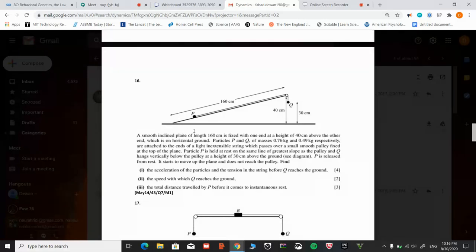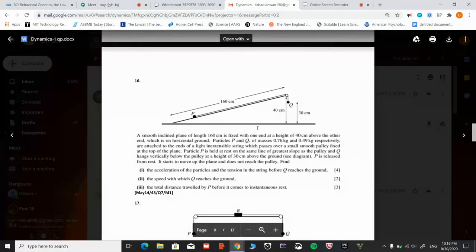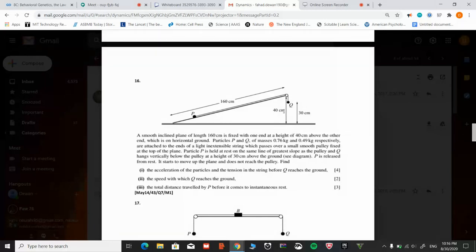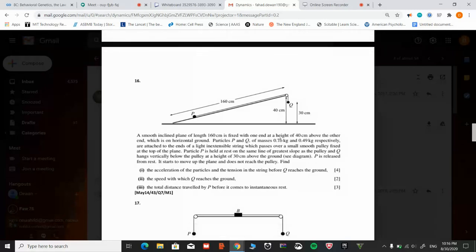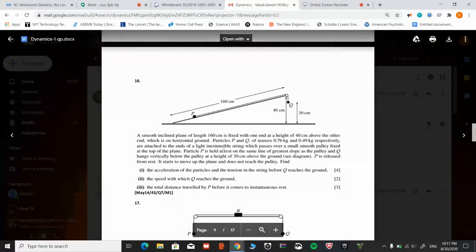A smooth inclined plane, so it's smooth. Thankfully, friction is out of the equation. This entire length is 160 centimeters, and the vertical height is 40 centimeters. And above the other end, particles P and Q, respectively, have the same masses. It's pretty much everything that's here.